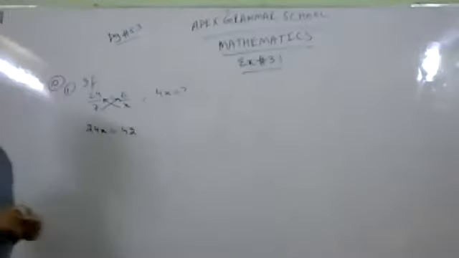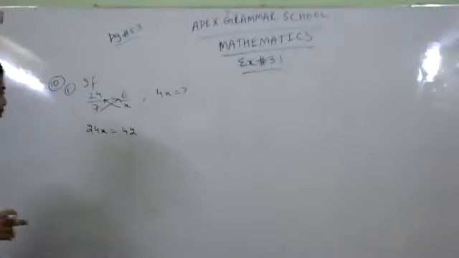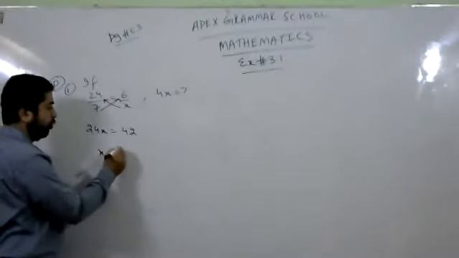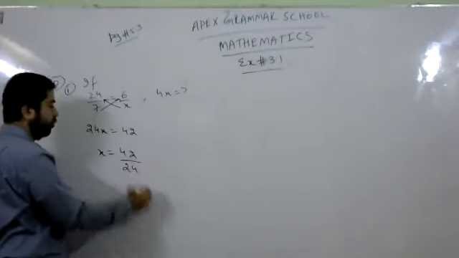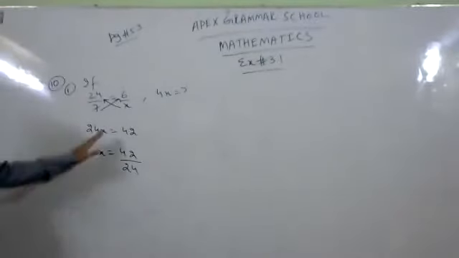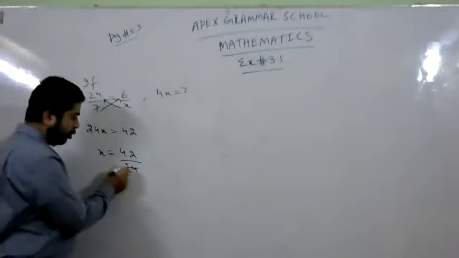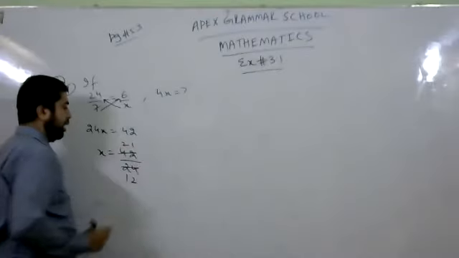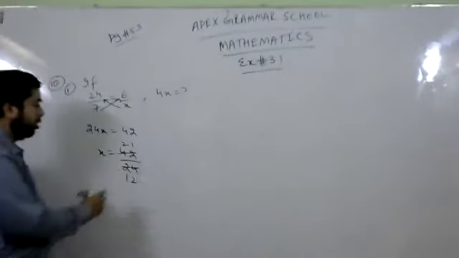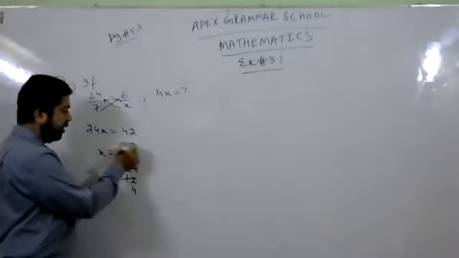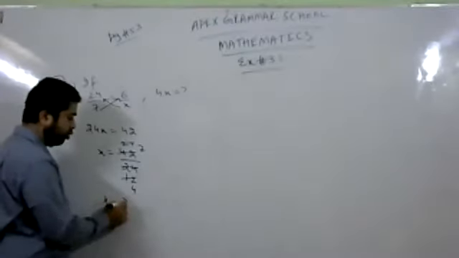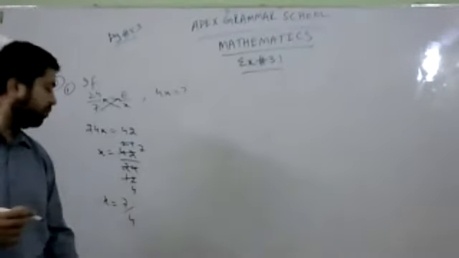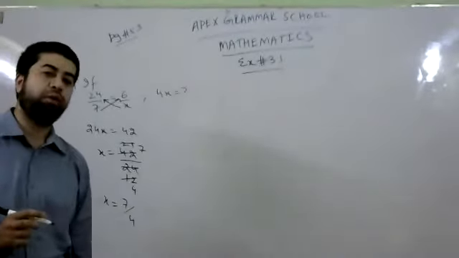And now you need to find the value of x only. So 24 is multiplying here and we're going to divide there. x is equal to 42 over 24. Now divide them. 2 ones are 2, 2 twos are 4, and 2 twos are 4. Again 2 ones are 2. Now 3 fours are 12 and 3 sevens are 21. So x is equal to 7 divided by 4. This is only the value of x. x is equal to 7 by 4.